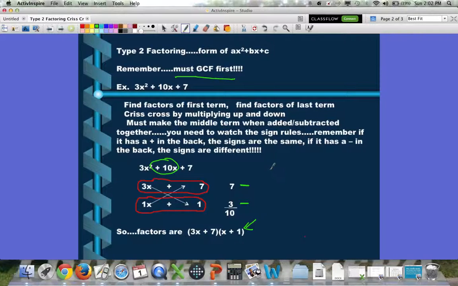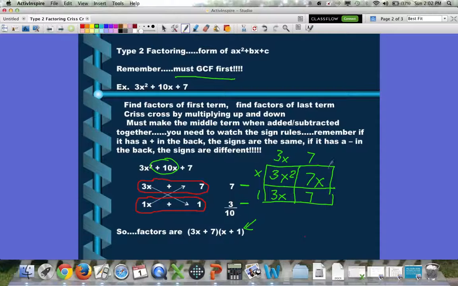Now you can check your work by doing the box. Make your little box. This is going to be a binomial times a binomial, so we need 4 windows. I can put 3x, and then the 7, and then x, and then the 1, and you want to check your work. 3 times 1 is 3, x times x is x squared. 7 times x is 7x. 3x times 1 is 3x. And then 7 times 1 is 7.